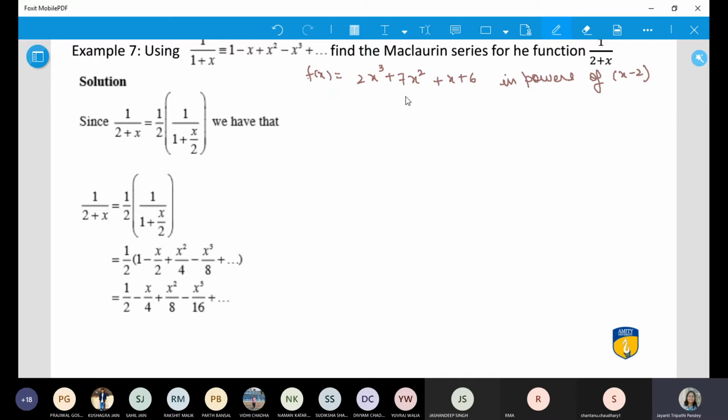Now here you have to observe two things. First thing is you have to adjust it in powers of x minus 2. So you will write it as f of 2 plus (x minus 2). Is it okay? As we did there as 1 plus (x minus 1). So that will give us powers of x minus 2. Second thing, this is a cubic polynomial. So till how many terms we have to differentiate? Till 3 terms. Fourth derivative will give us 0.